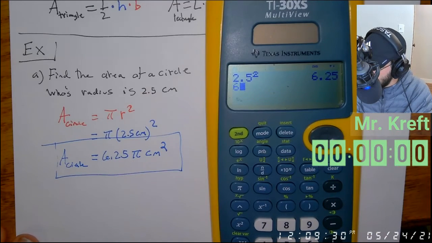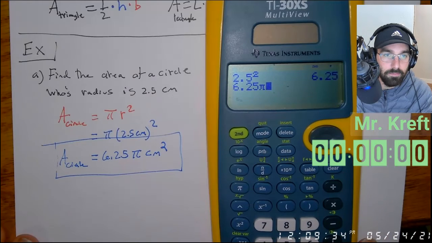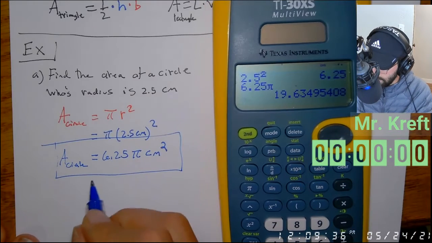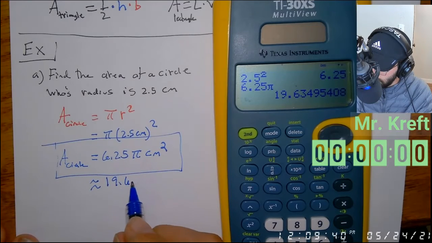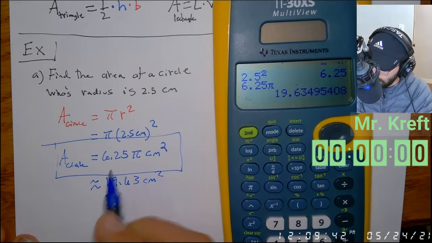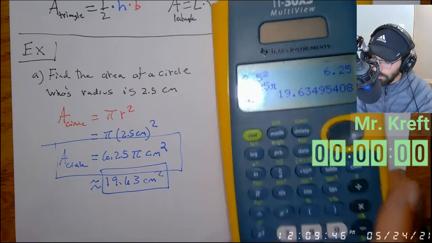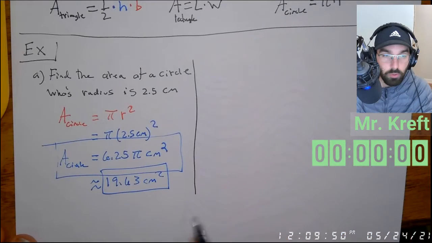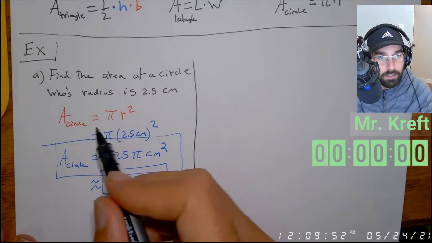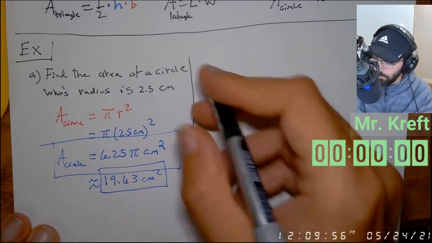Now, we can do this approximately. It's kind of silly, but just remember, don't approximate pi. And then we get approximately 19.63 centimeters squared. So again, this was really basic. I'm just trying to get you to remember the equation, remember it's units squared, and go from there.